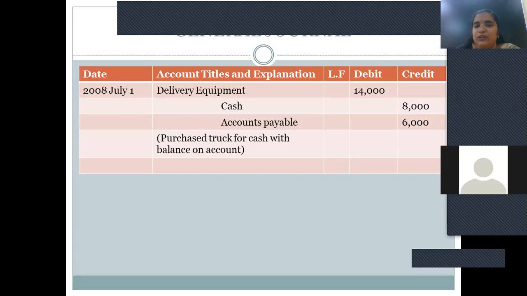Okay, once more I'll tell you. Asset is coming in, so we are debiting it. Cash is going out, so we are crediting it. Then this person is the giver. He is giving us the equipment, so his account is credited.